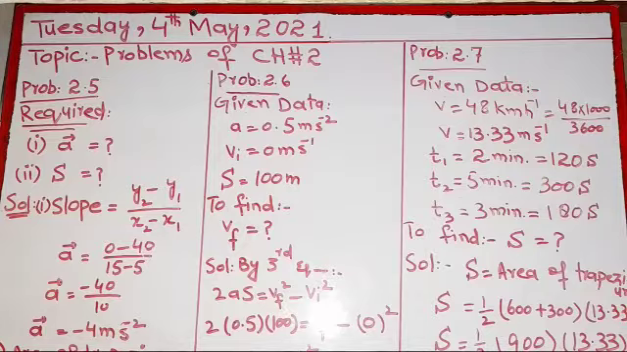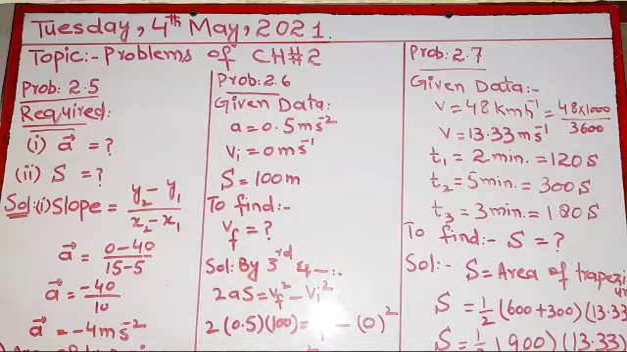Today we will discuss the numerical problems of chapter number 2. The statement of problem number 2.5 is: a car moves with uniform velocity of 40 meters per second for 5 seconds. It comes to rest in the next 10 seconds with uniform deceleration. Find, first, the deceleration and second, the total distance traveled by the car.